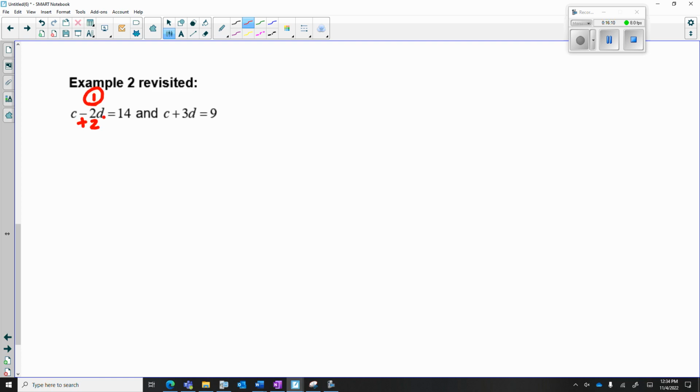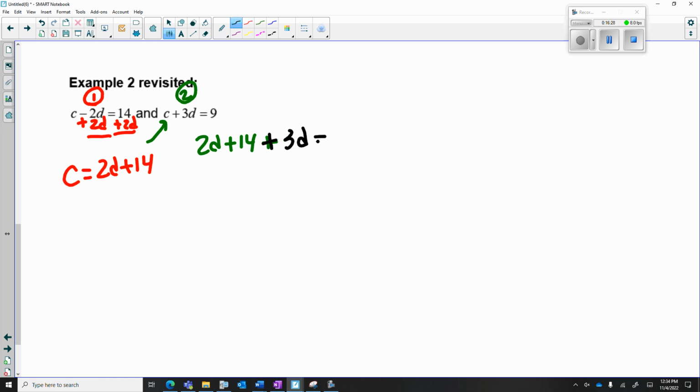So I'll add the 2D, and I'll get C equals 2D plus 14. And then I'm going to go to equation 2, and I'm going to plug in for C, 2D plus 14. So I'm going to do 2D plus 14 plus 3D equals 9. I replaced C with 2D plus 14 because it was C plus 3D equals 9, and now it's become 2D plus 14 plus 3D equals 9. So now we're all in terms of D.